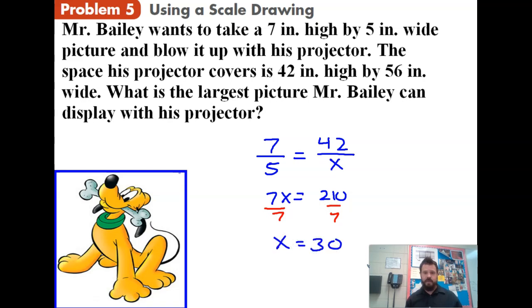Okay, so the biggest picture I can have then would be 42 inches high by 30 inches wide.